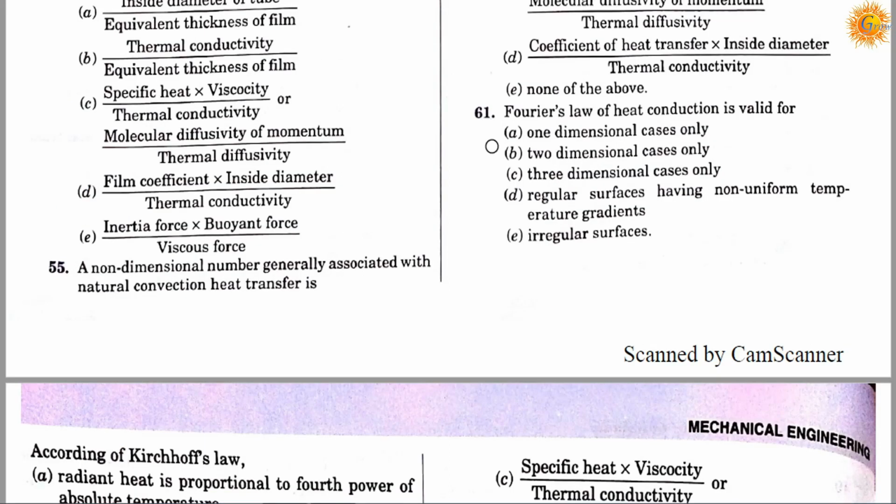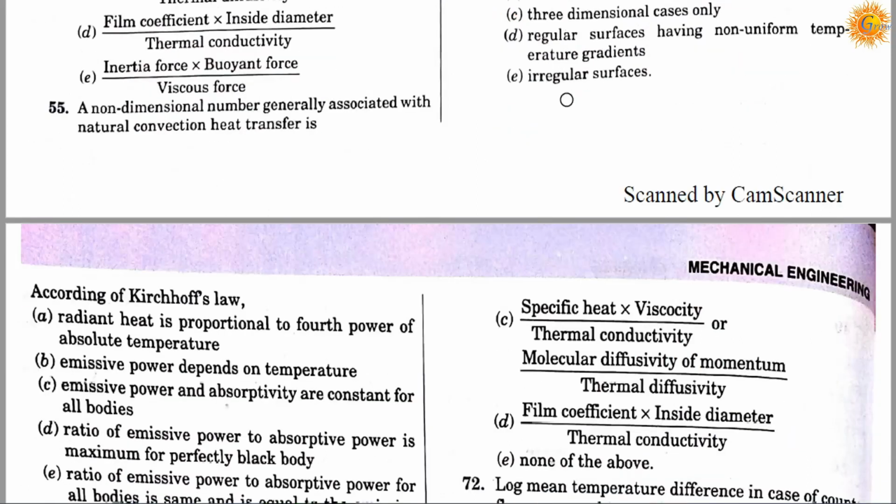Question number 61. Fourier's law of heat conduction is valid for option A, one dimensional case only. Option B, two dimensional case only. Option C, three dimensional case only. Option D, regular surfaces having non-uniform temperature gradients. Option E, irregular surfaces. Correct answer is A, for one dimensional case only.